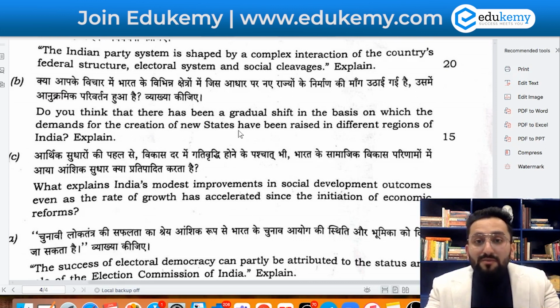After this, in recent times, the basis of demand has changed. Means disparities, regional disparities. We have seen, for example, Uttarakhand, Chhattisgarh, Jharkhand. Development as a basis also evolved. So from linguistic to region, ethnicity, development, and other angles, you have to justify this. The question says, do you think there has been a gradual shift in the basis on which demands for the creation of new states have been raised in different regions in India? These examples show, yes, there has been a shift.